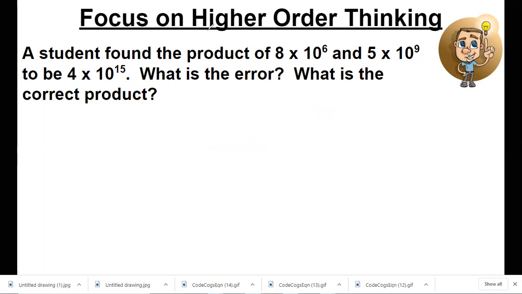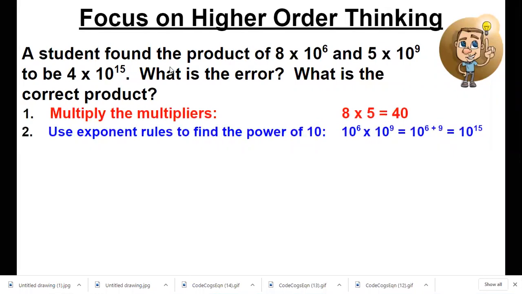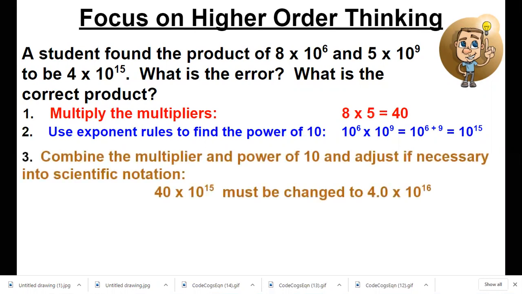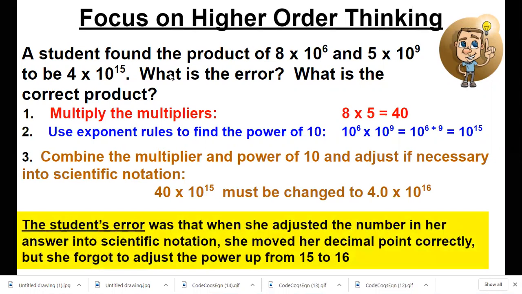So let's see that on the computer. Multiply the multipliers, use exponent rules to find the power of 10, 10 to the 15th. Combine the multiplier and power of 10 and adjust if necessary into scientific notation. So we had to change it to 4.0 times 10 to the 16. The student's error was that when she adjusted the number in her answer into scientific notation, she moved her decimal point correctly, but she forgot to adjust the power up from 15 to 16. I did say 16, didn't I, when I did that? I hope so.